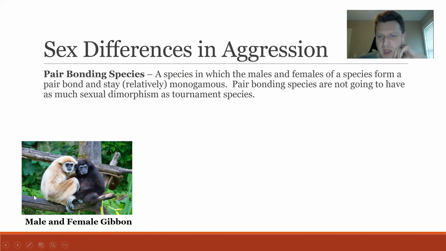This is an example of a pair bonding species. Pair bonding species is a species in which one male mates with one female and they take care of the offspring together. All right. For a pair bonding species, these animals are relatively monogamous. I mean, there's some cheating going on with gibbons, but not as much variability in how many offspring that you have compared to gorillas or tournament species.